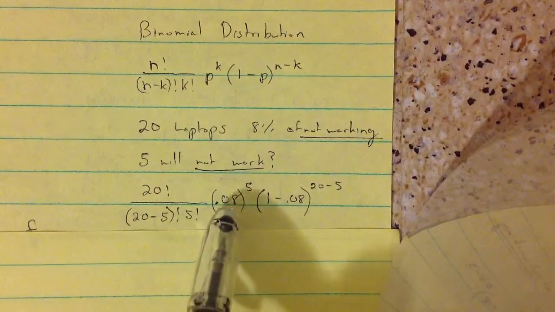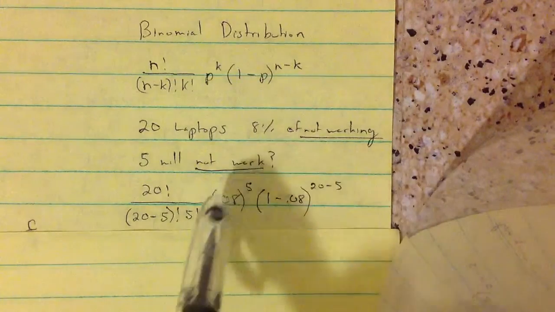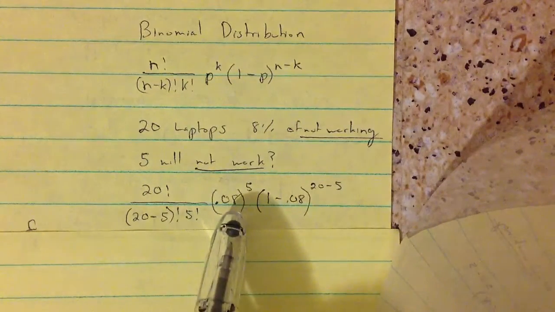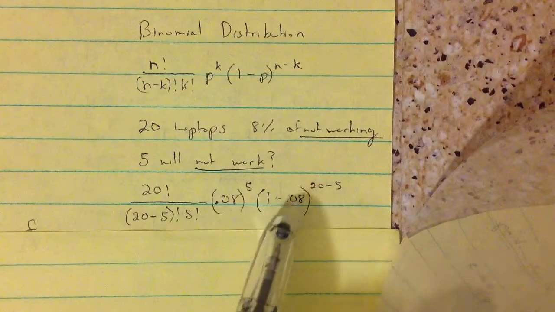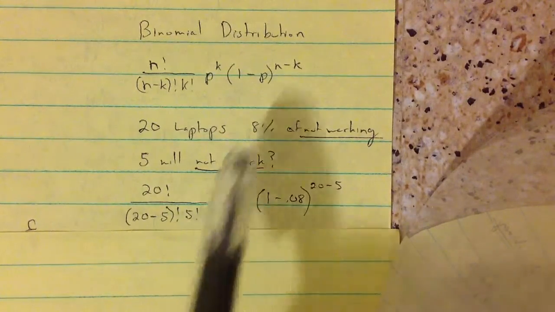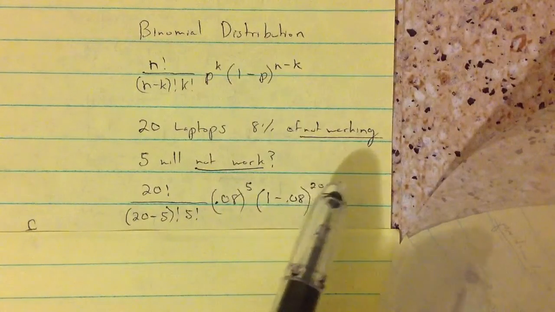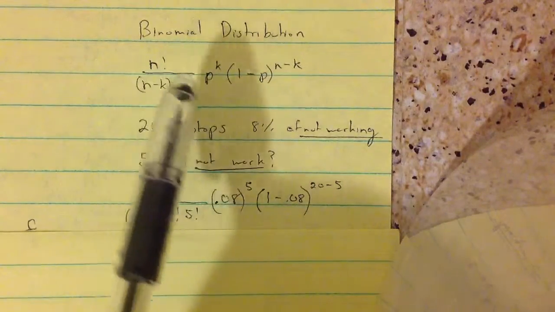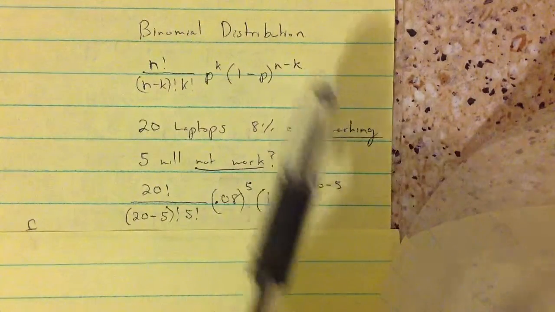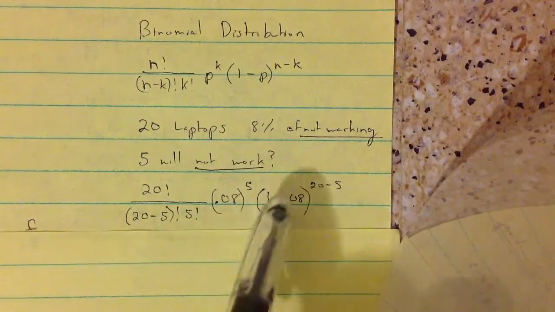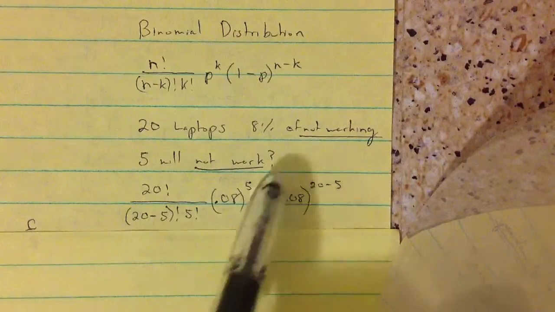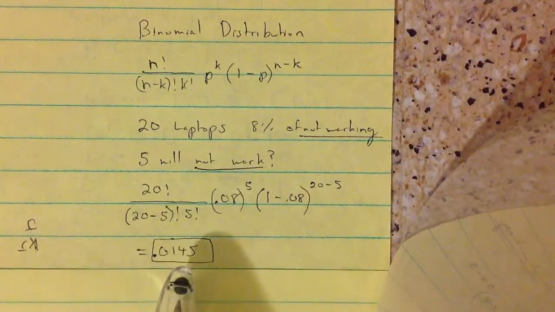And then p is probability. So this is just p in decimal form. And then for k, we plug in 5. And then 1 minus 0.08, which is p. And then n minus k. And then n is the total, 20 minus k, which is 5. So 20 minus 5. So after you do all the math, you get 0.0145.